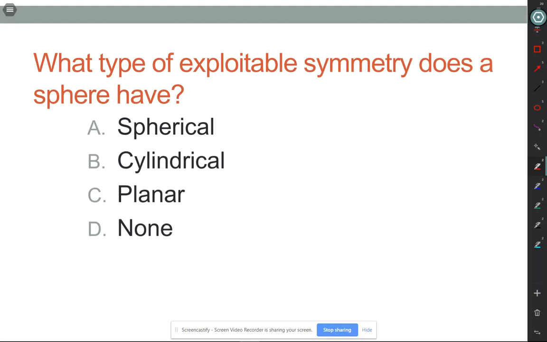So which one here then is the answer? What type of exploitable symmetry does a sphere have? Spherical. Right, and you probably would have answered that without any thought, but I wanted to make sure you understand the why of it. If you have a spherical charge distribution, if the angle doesn't matter, it's just the radius that determines the charge distribution, then you should use a spherical shape in Gauss's law. By the way, when you do your integrals, you're going to want to use spherical coordinates then.